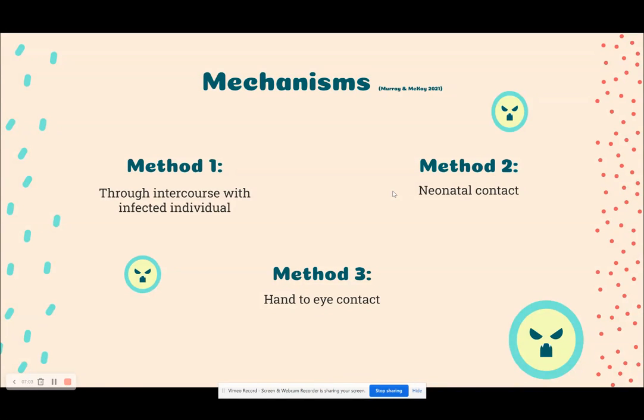The mechanisms by which somebody can be infected with chlamydia are through intercourse with somebody who is also infected with chlamydia, neonatal contact, or hand-to-eye contact. Neonatal contact occurs when an infant is exposed to chlamydia in the womb and birth canal. This will often lead to chlamydia conjunctivitis, which is chlamydia around the eyes. You can also get chlamydia conjunctivitis by touching an infected area and then subsequently touching your eyes.